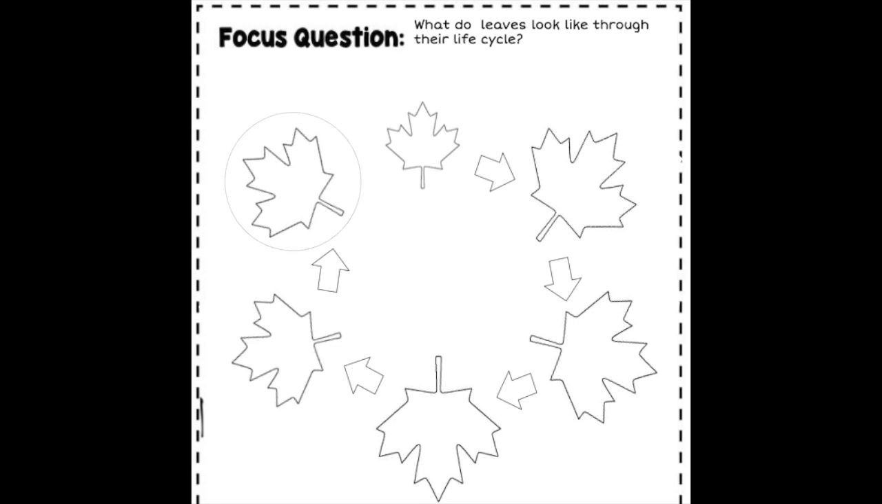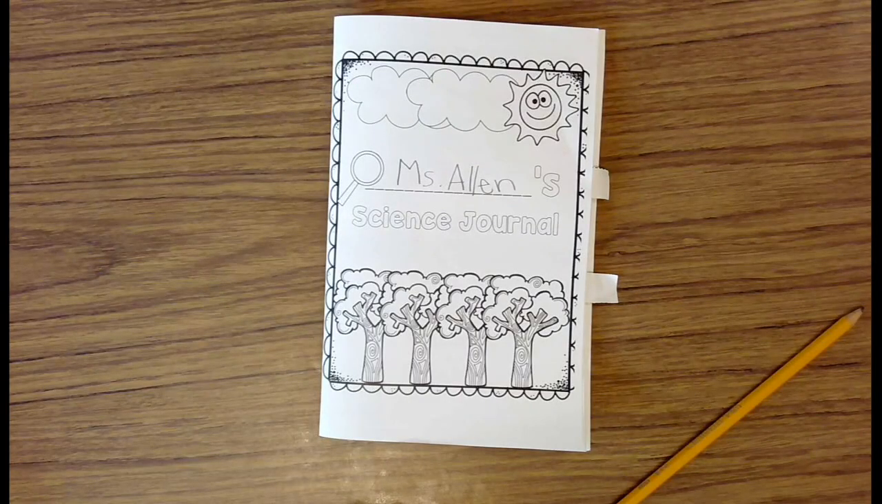Let's say it again. Say the bud is green. And then what's this leaf going to be? Green. And then? Yellow. Awesome. And then? Orange. And then red. Awesome. And then what color? Brown. Very good. All right, friends.